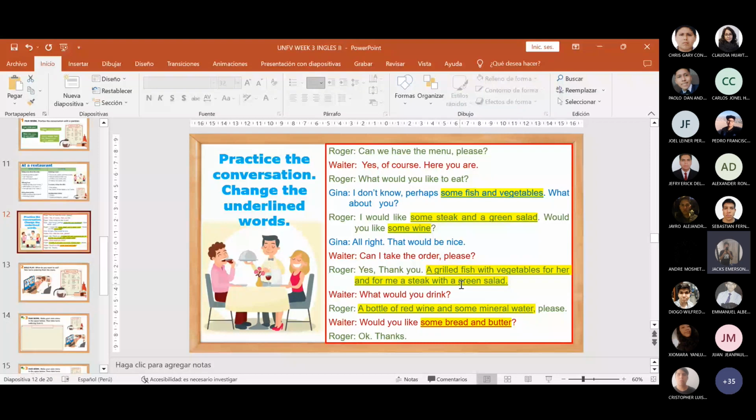A grilled fish with vegetables for her, and for me, a steak with a green salad. The waiter says, what would you drink? A bottle of red wine and some mineral water, please. Would you like some bread and butter? Oh, thanks.